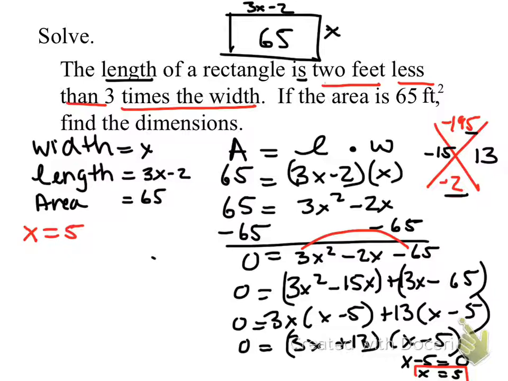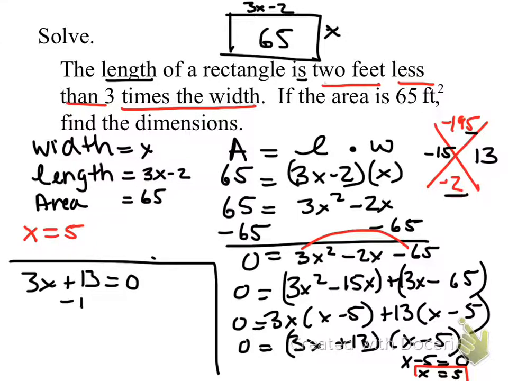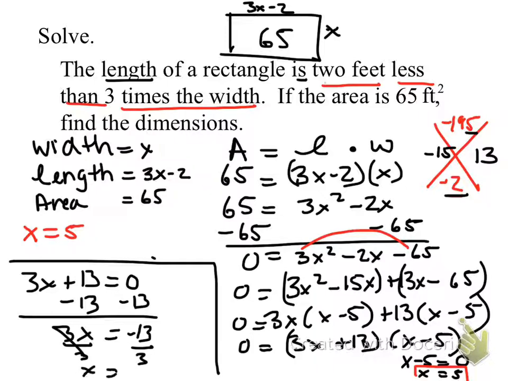Now I have to do another one. Just going to make some space here, and do 3x plus 13 equals 0. Subtract 13. 3x equals negative 13. Divide 3 over 3, and x is equal to negative 13 over 3. So these are my solutions.